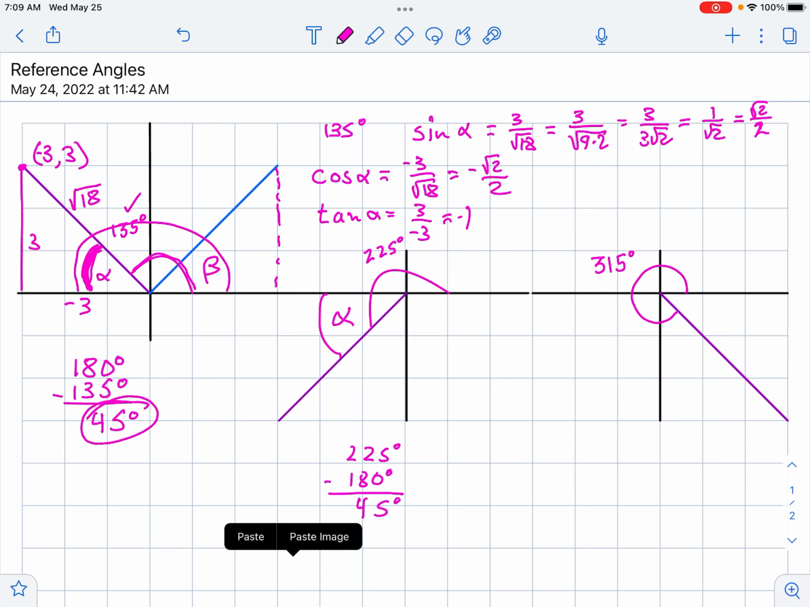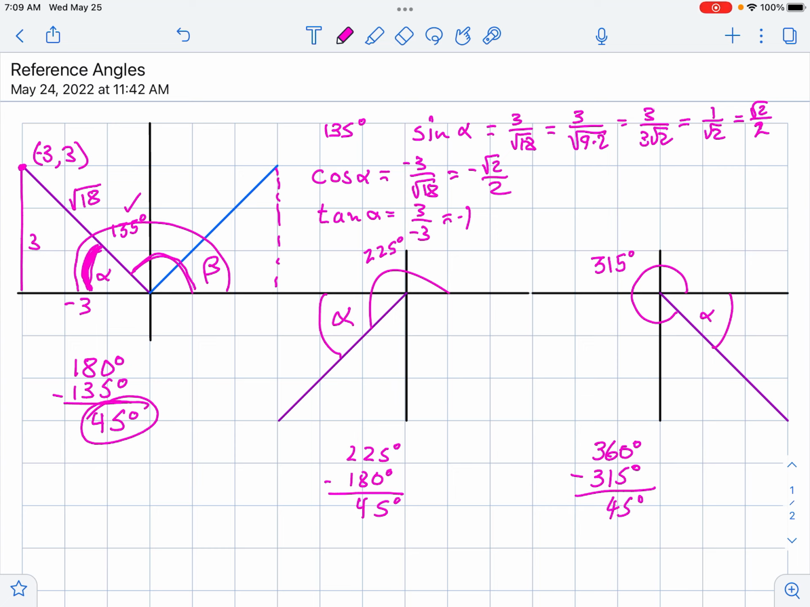If the angle is in quadrant 3, if the terminal side is in quadrant 3, then I take the angle minus 180. So quadrant 2, 180 minus the angle. Quadrant 3, the angle minus 180. See? Now what about quadrant 4? Well, in quadrant 4, this is our reference angle. This is our alpha. So what we're going to do in this angle is 360 minus the angle, 315 in this case. And notice what we get. We're going to get 45 degrees.